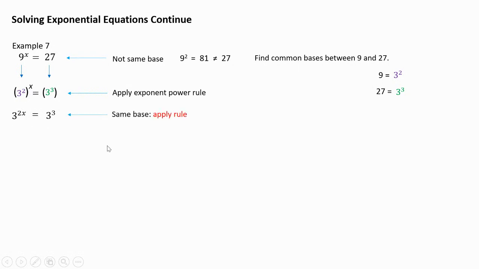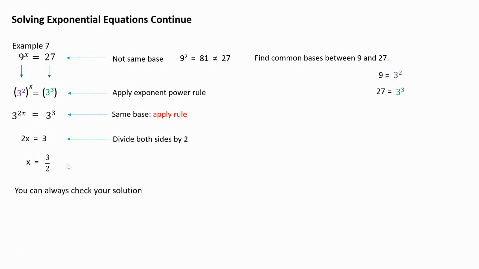Now we can apply the rule. Again, when you have the same base, the exponents must equal each other. We divide both sides by 2, I'm sorry. So x equals 3 over 2.